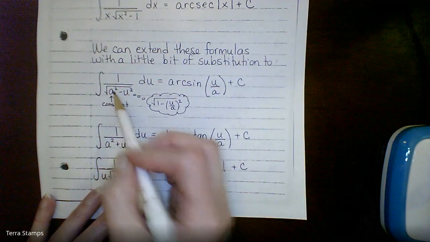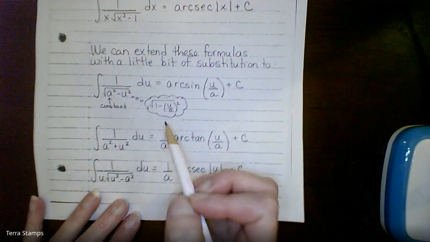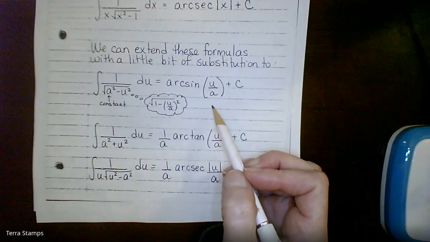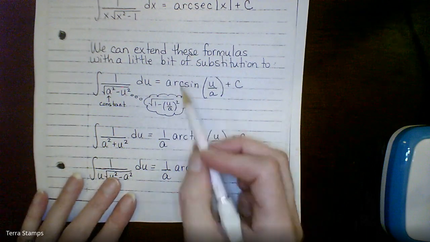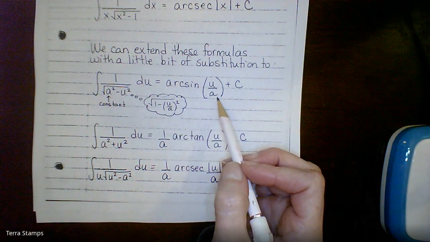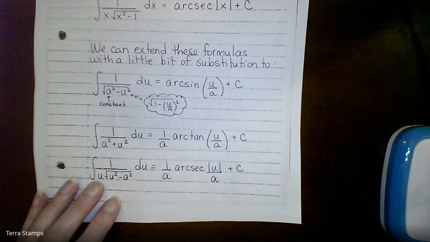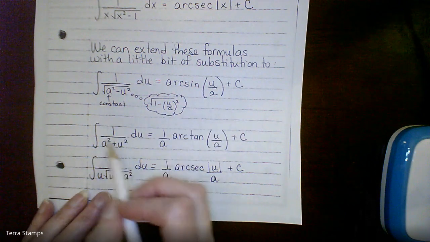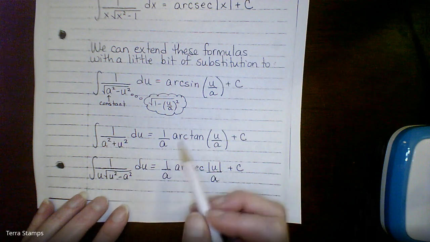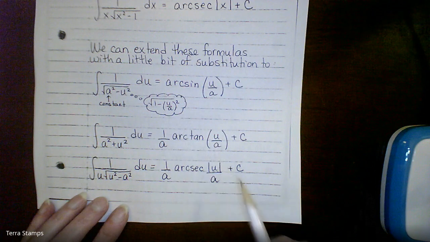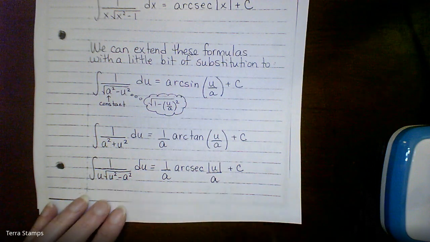So this, being 1 over the square root of a constant squared minus u squared du, ends up being the arcsine of u over a. If you were to differentiate this using our derivative formula from the last section and the chain rule, you would get this after some algebraic simplification. For the 1 over a squared plus u squared, this ends up being 1 over a times arctangent u over a. And then this is the formula for the arcsecant.